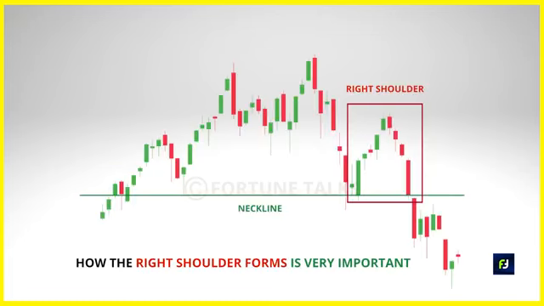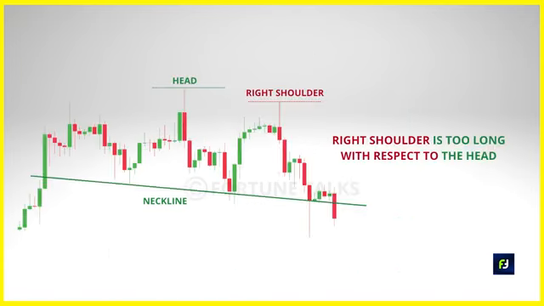Now what you need to understand is that not all head and shoulder patterns are created equal, because how the right shoulder forms is a key criterion to whether you want to trade the breakout or not. For example, if you have a head and shoulder pattern that has a very long right shoulder, then you want to avoid buying the breakout.